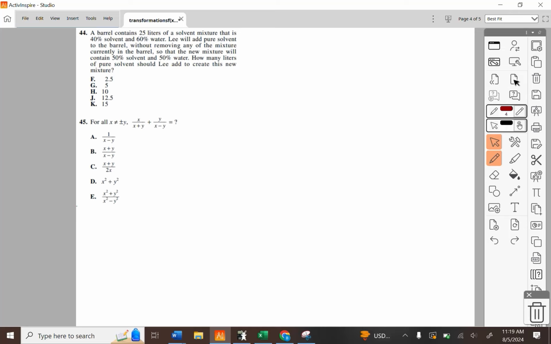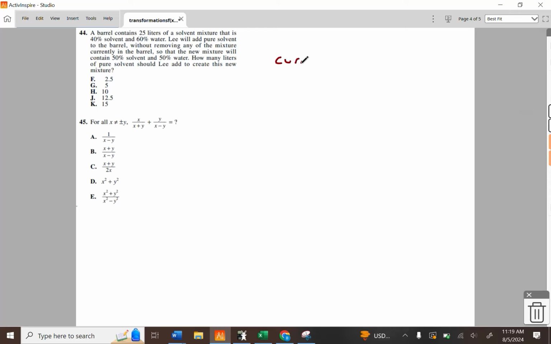We can do this one without algebra. It might be a little easier. So here's what I'm going to do. I'm going to figure out the current amount of solvent. All right. So the current amount of solvent is 40% of 25 liters. 0.4 times 25, which ought to be 10 liters.